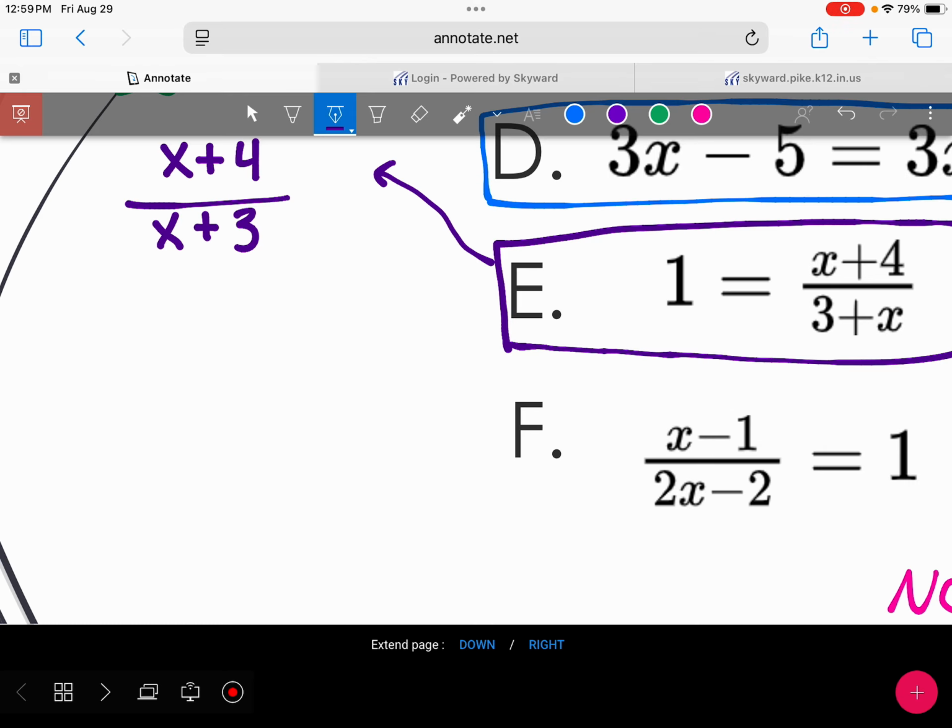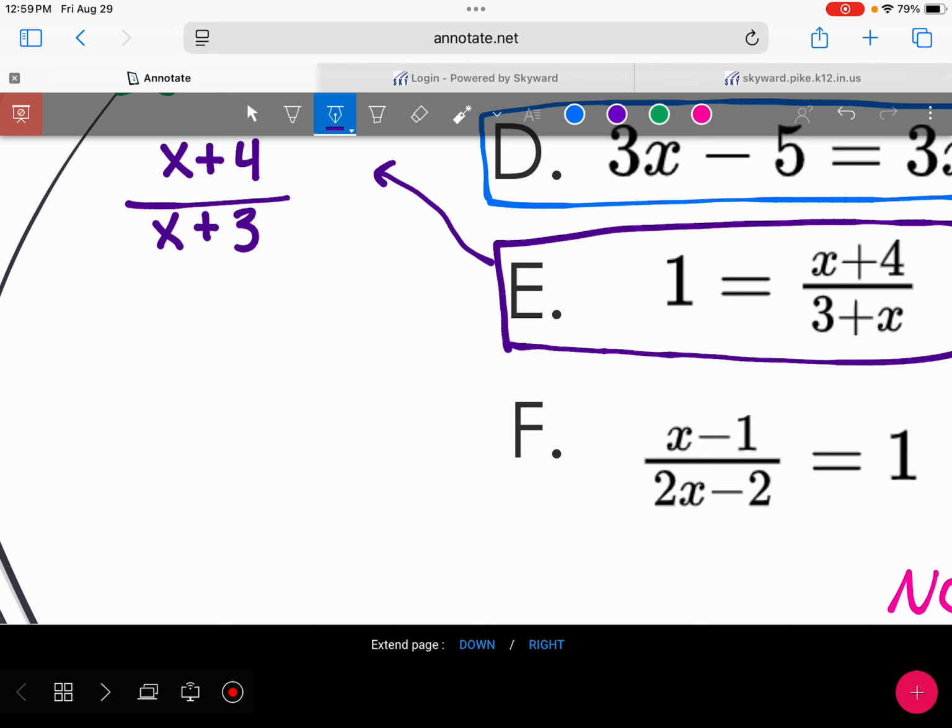Good question. Here, I'll grab a marker. Just like in general, with a fraction, if I want it to equal 1, it'd have to be the same number, top and bottom. So if I had a 2 on the top, I would need to have a 2 on the bottom. If I had a 3 on the top, I would need a 3 on the bottom.